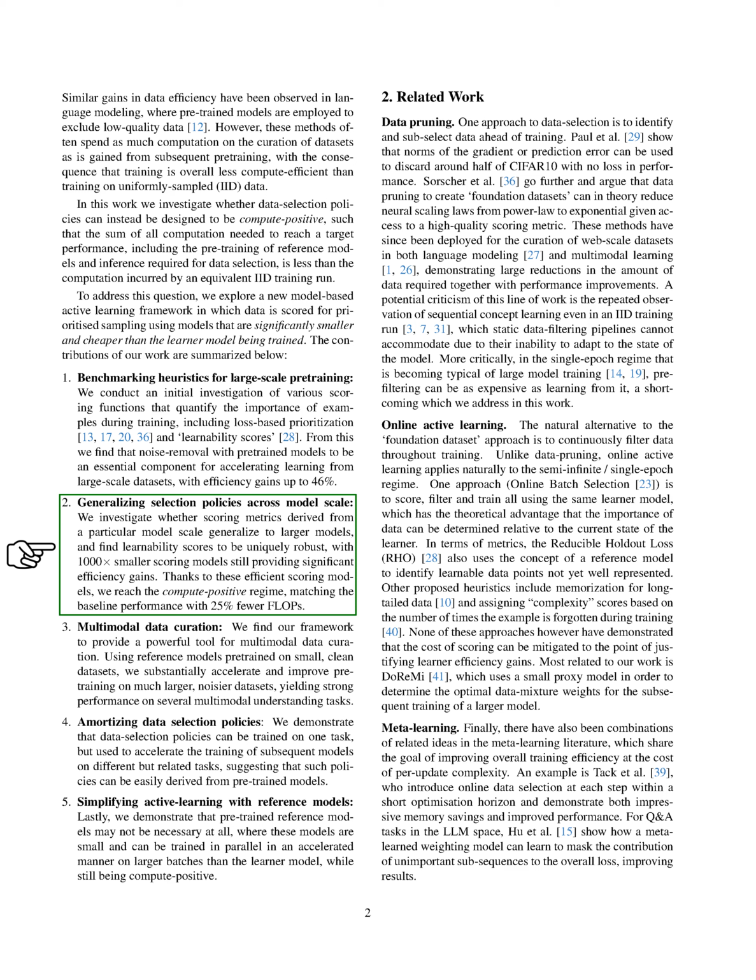2. We've looked into whether scoring metrics derived from a particular model scale can be generalized to larger models. We found that learnability scores are robust, with 1,000 times smaller scoring models still providing significant efficiency gains. Thanks to these efficient scoring models, we've reached a compute-positive regime, matching the baseline performance with 25% fewer flops.